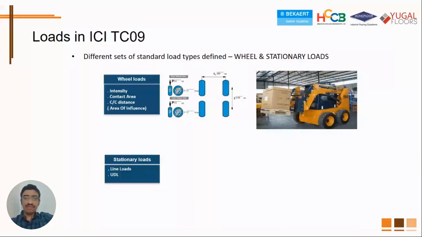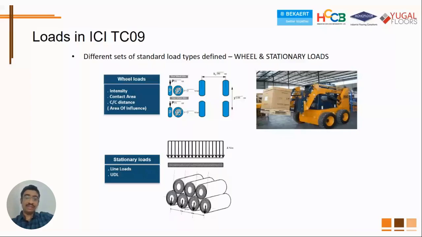So you could have a forklift movement or a truck movement happening somewhere on your floor. So the intensity of the load, the distance between the wheels, the tire pressure, all of that becomes an interesting parameter for design, and that is needed as an input. In stationary loads, we could have line loads and UDL. Yes, you could have those also.